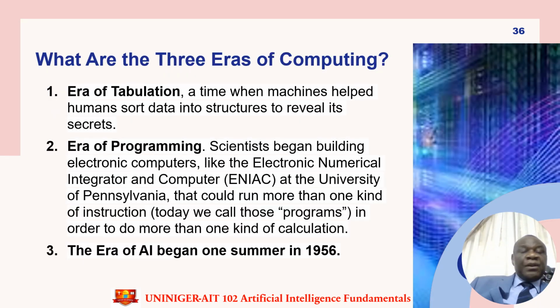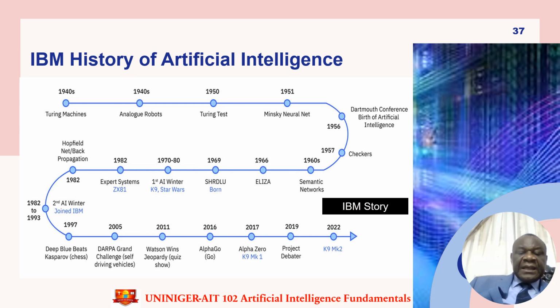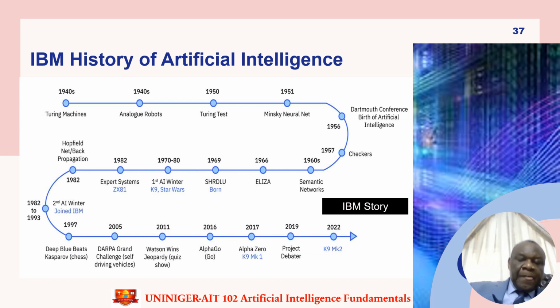What are the three eras of computing? We have three eras: the era of tabulation, the era of programming, and the era of AI, started 1956. Here is an IBM story about the history of AI. Most of the things there, they try to link it to IBM activities. You can note the 1956 Dartmouth conference, where a group of researchers came together, and it was there that the word AI was coined.